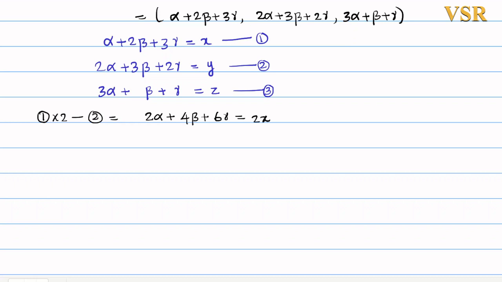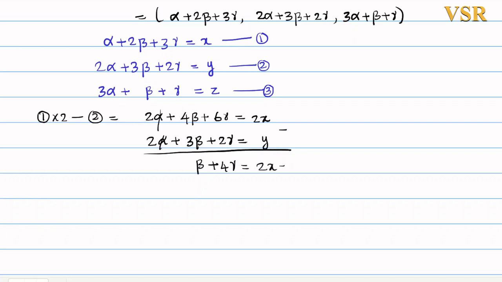Now the second equation is 2 alpha plus 3 beta plus gamma equals y. Subtracting these two, the alpha terms get cancelled and we get beta plus 5 gamma equals 2x minus y. I call this my fourth equation.